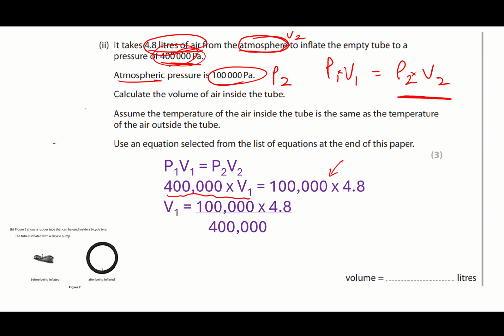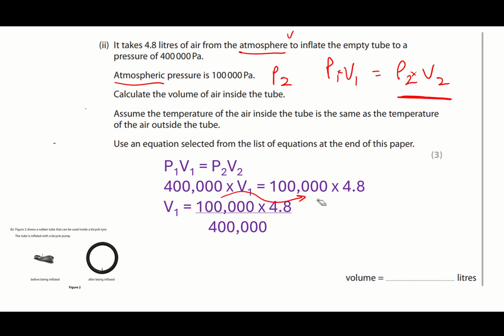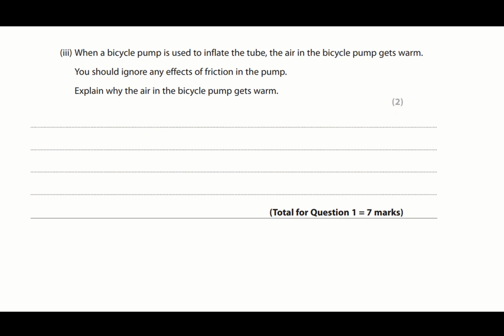And I've looked at those. That was a crucial bit with me just picking atmosphere and atmosphere, so I know which go together. So now I can rearrange that, 400,000 is going to go underneath. So you can see that we're now left with V1 equals 100,000 times 4.8 over 400,000, and that equals 1.2 litres. Question done.